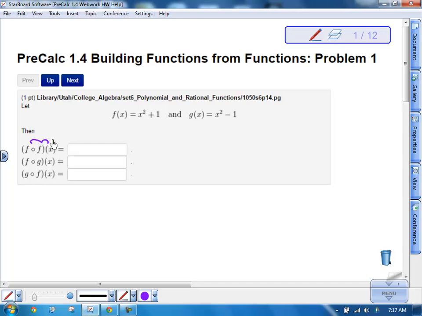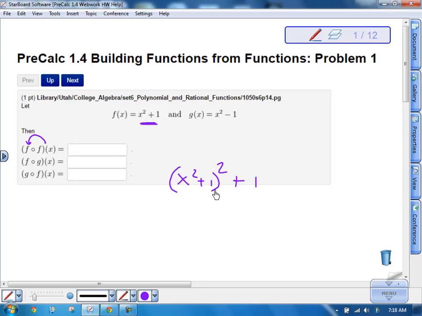So what you're doing is you're taking x, you're plugging it into the function f, which just gives you the original function. Then you're taking that and you're plugging that back into f. So basically I'm trying to take this function and plug it back into itself. If I do that, I get x squared plus 1. I always put what I'm plugging in in parentheses, and then just put it right here. So it'll be (x squared plus 1) squared plus 1. So that would be the answer for the first one.